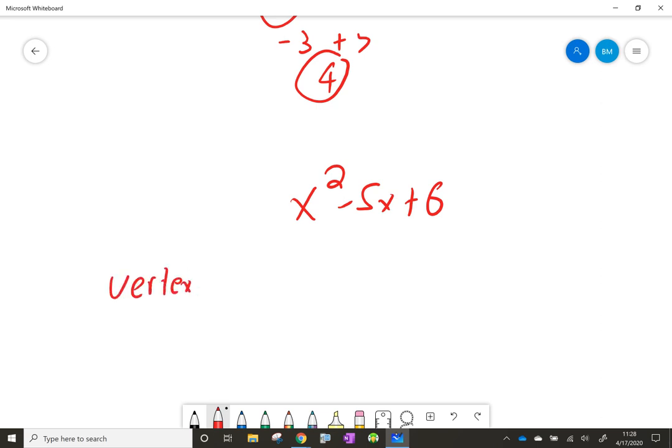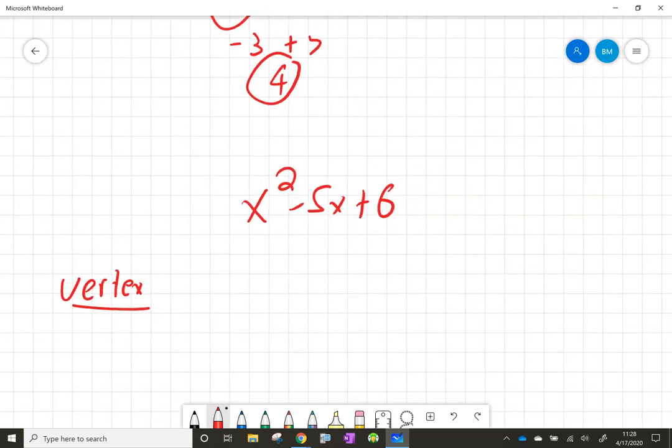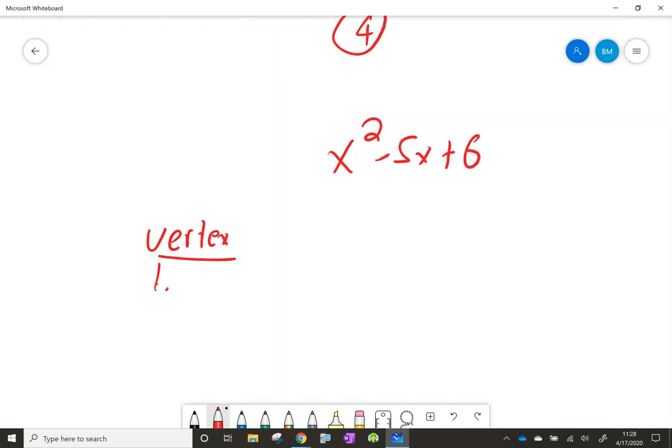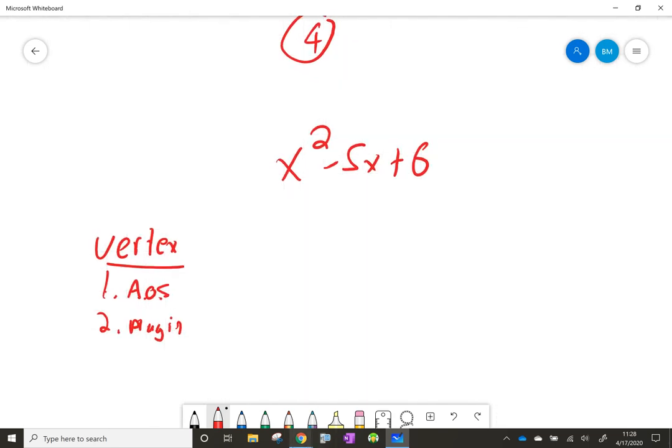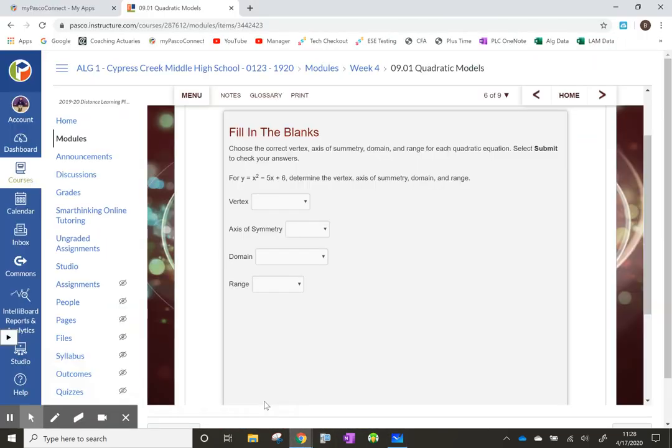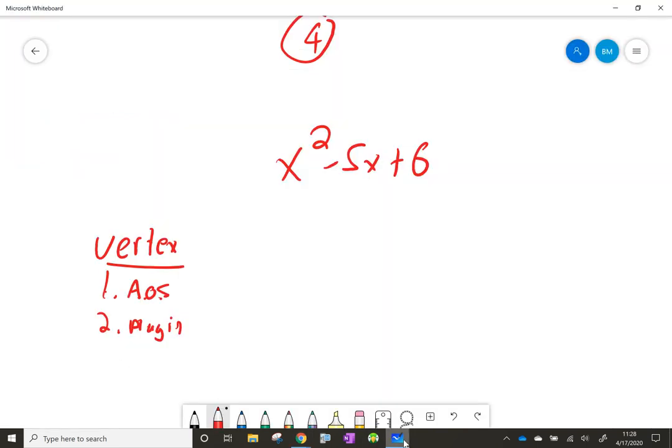So remember, the vertex is a 2-step process, okay? I told you it before. First step is going to be the axis of symmetry, and the second step is plugging it in, okay? So for this graph, which let me just make sure that I've written it down right. X squared minus 5x plus 6. Good. All right, so the axis of symmetry formula, remember, is x equals negative b over 2a.